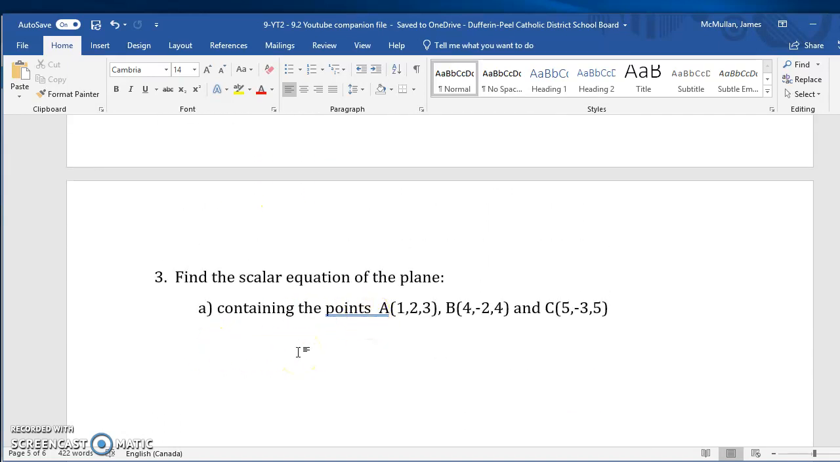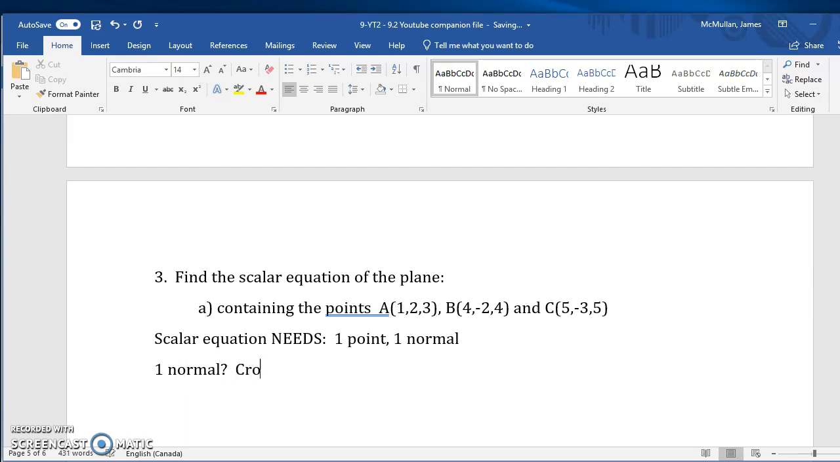Okay, find the scalar equation of the plane that contains these 3 points. So again, here is a slightly different take on this question. We know that 3 points is enough information to specify a plane, but in order to create a scalar equation, what we need is 1 point and 2 vectors. Let's put it this way, 1 point and 1 normal. And how do we get 1 normal?